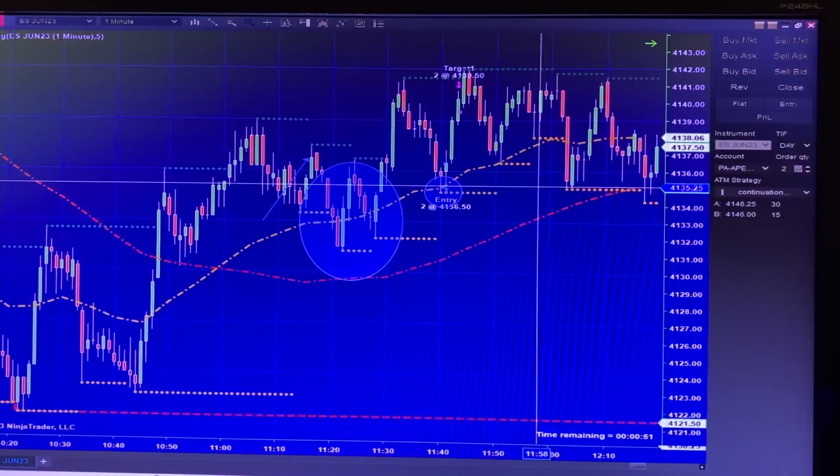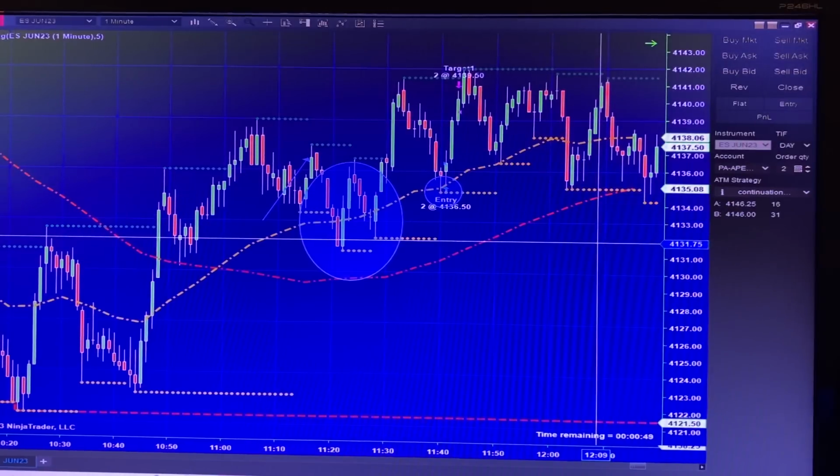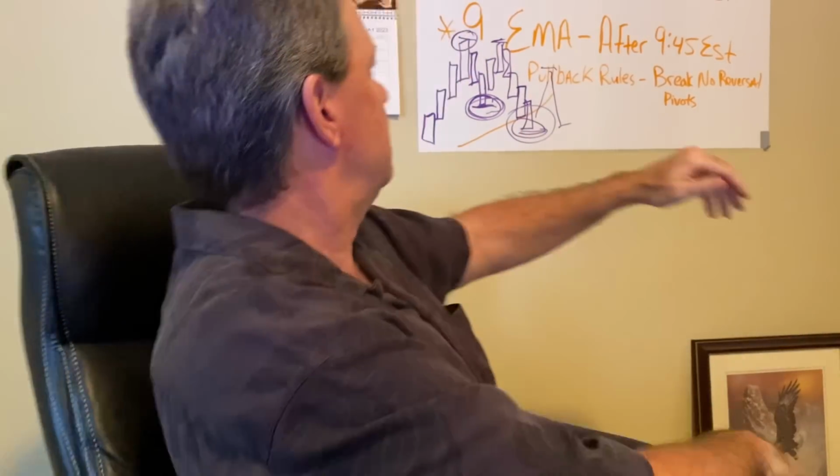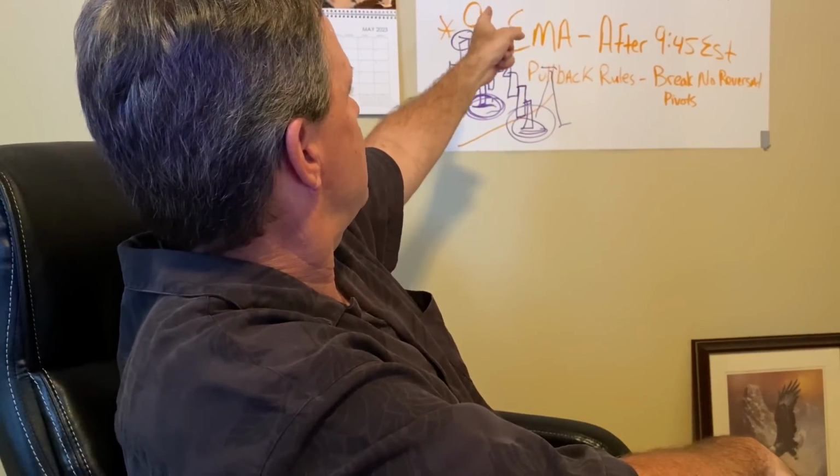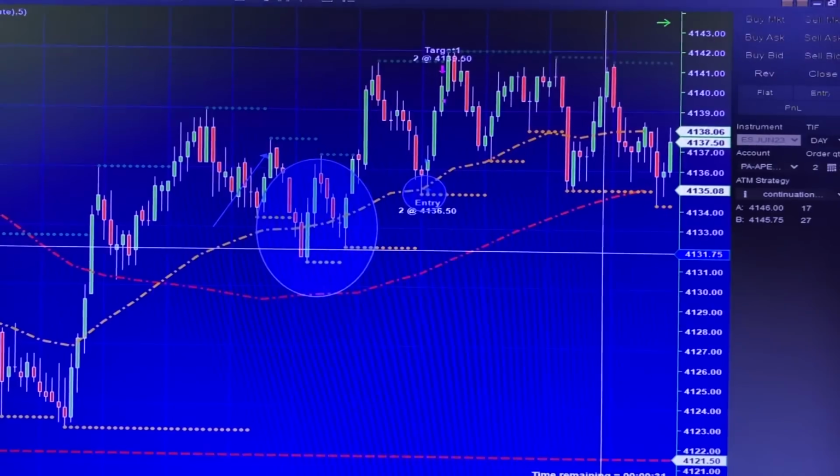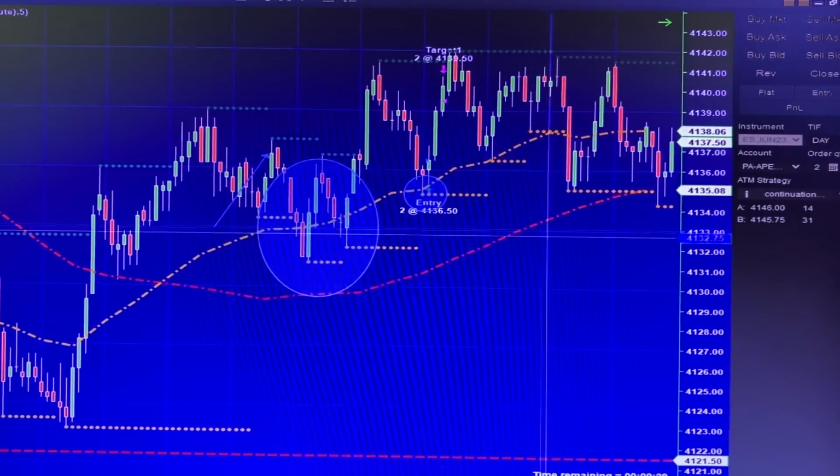Now we're in a mess. But wait a second, Bob. I thought you told us there were some 21 SMAs. Well, let's see here. Are we past 11? Well, yeah, 21 SMA after 11. Oh, wait, let's look at that. Where's that SMA? Oh, it's right here.